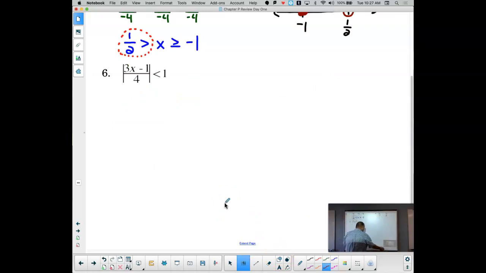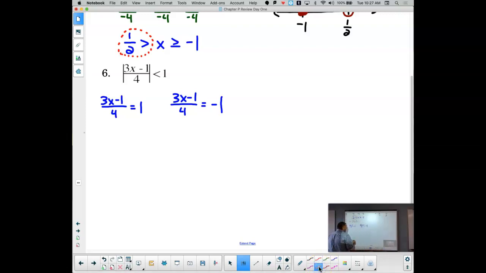Next one. For an absolute value inequality, I treat it as if it were an absolute value equality, and I find my two key numbers. So I'm first going to take the inside of my absolute value, and I'm going to set it equal to the positive right side. So basically, I'm just going to write it without the absolute value. And then I'm going to take the absolute value inside, and I'm going to set it equal to the negative of the other side. And then I'm going to solve it.